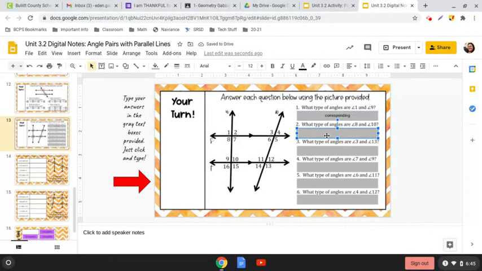Number 2, what type of angles are 8 and 10? Let's find 8 and 10. Okay, well, here's our parallel lines. Are they inside or outside? They're inside, so we know they're going to be interior, and they are on opposite sides of the transversal. They are across from each other, so that's going to be alternate interior.